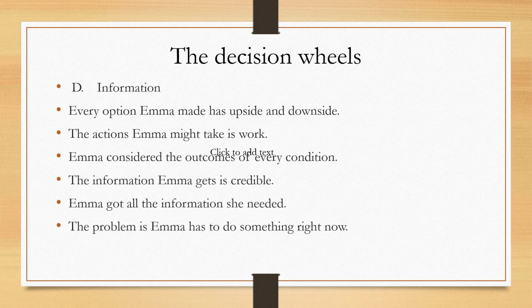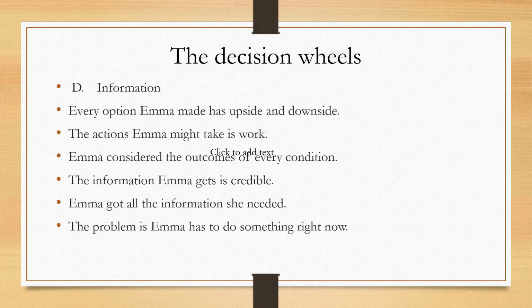Next question is about information. Every option Emma made has an upside and a downside. If she goes to graduate school, it has an upside and a downside. If Emma chooses to have a gap year, it has an upside and a downside. If Emma chooses to work, it also has an upside and a downside. The action Emma must take right now is work. If she chooses to work this year, she can deposit a little more money, prepare for the future, and not have to get more money from her parents.